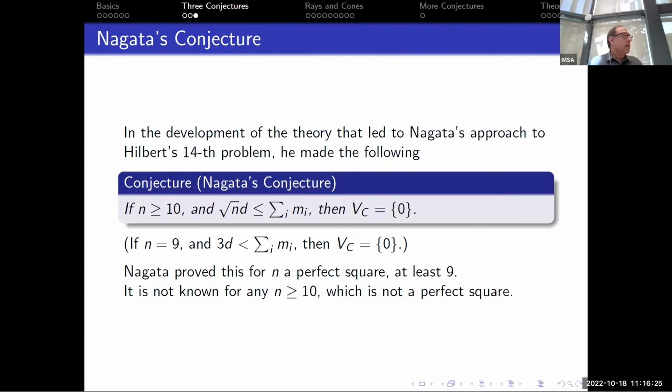And there's a refinement when n equals 9. Okay? Now, Nagata proved his conjecture for all perfect squares, at least 9. So 9, 16, 25 number of points. But it is not known for any non-square number bigger than 9. Nagata's conjecture. So even this little linear condition, which looks pretty harmless, is not known.